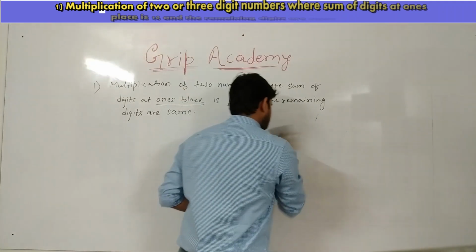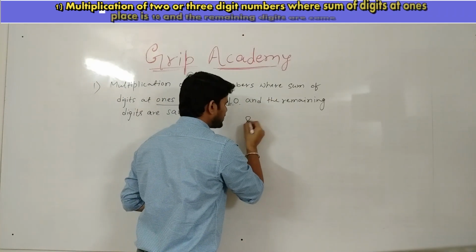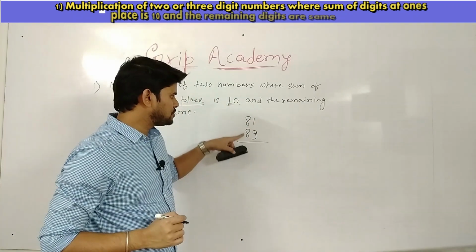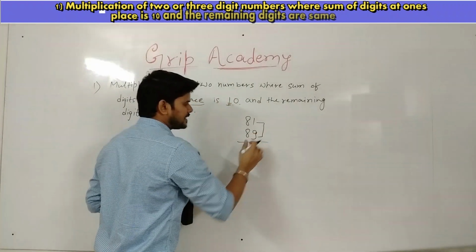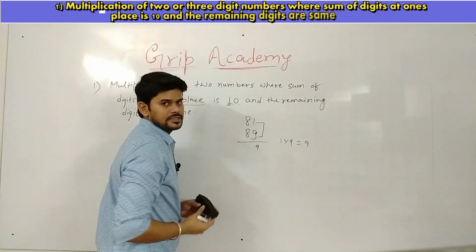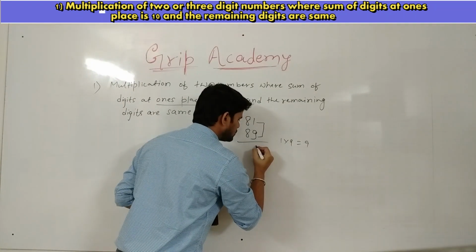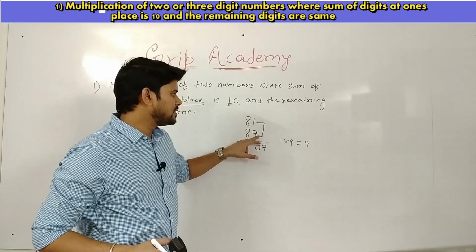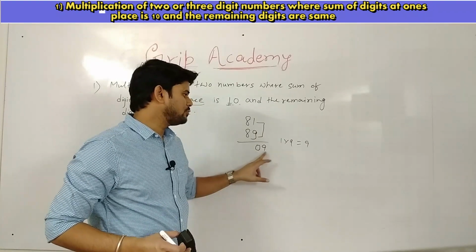Okay, let's take a slightly different example. Consider we have to multiply 81 into 89. Now see here, 9 plus 1 is 10 and these two digits are the same. So what will we do? We will multiply 1 and 9. 1 into 9 is 9. But we will not be writing 9 here. We will be writing 9 in the form of 2 digits: 09. Whenever after multiplication the value is coming in 1 digit, we always have to write it in the form of 2 digits.